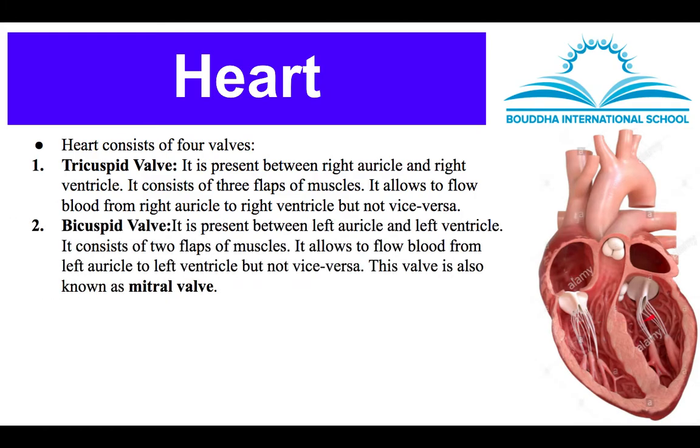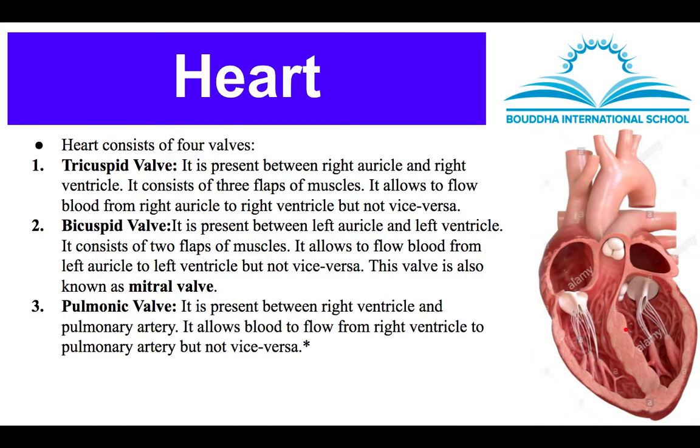Now we have another valve, the bicuspid valve. Here you can see it has two cusps: here is one and this is another. So it is called the bicuspid valve, or it is also known as the mitral valve. And where is it present? Between the left auricle and the left ventricle. So if a question is asked, what is the location of the bicuspid valve, you will say the bicuspid valve lies between the left auricle and left ventricle. And what does it do? It allows the blood to flow from the left auricle to the left ventricle, but not vice versa. It will not allow the blood to flow back into the left auricle.